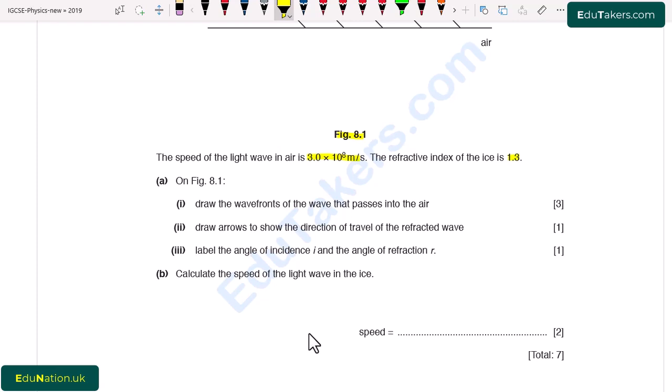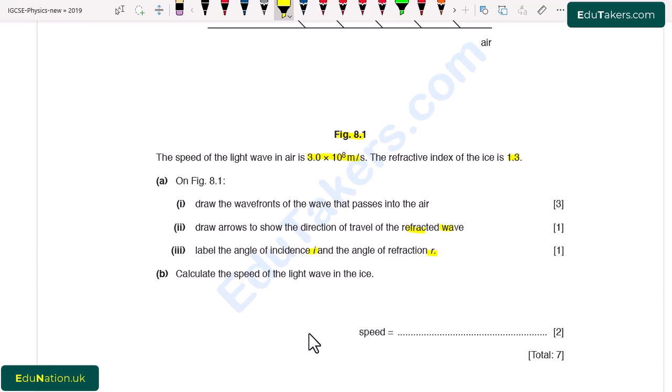Part A. On figure 8.1, Part 1: Draw the wavefronts of the wave that pass into the air. Part 2: Draw arrows to show the direction of travel of the refracted wave. Part 3: Label the angle of incidence I and angle of refraction R.